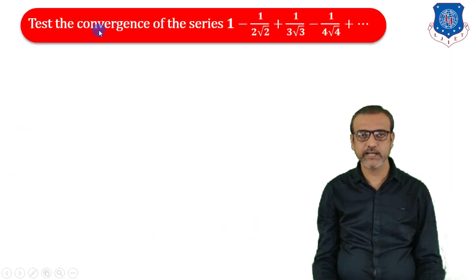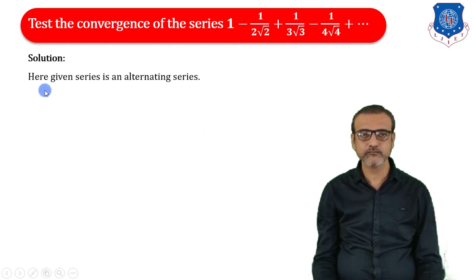Now we have this second example. Test the convergence of the series 1 - 1 upon 2 root 2 + 1 upon 3 root 3 - 1 upon 4 root 4 + and so on. So here is the solution. Here the given series is an alternating series. As you can see, we have alternate positive and negative terms.